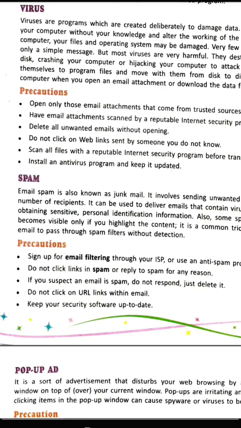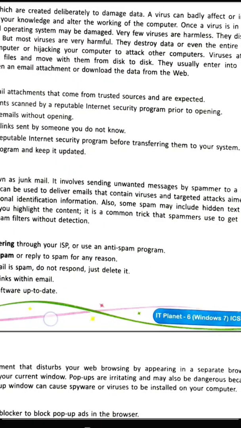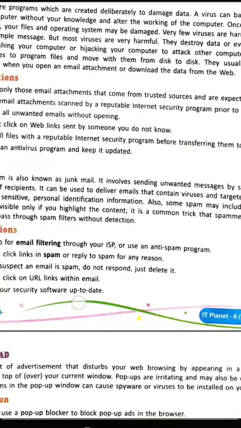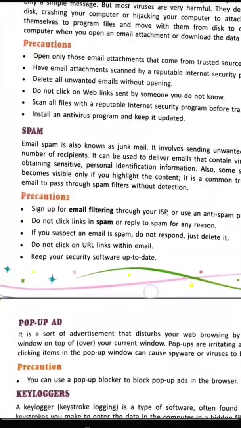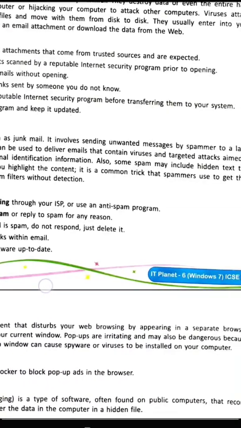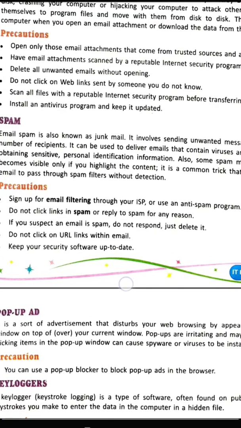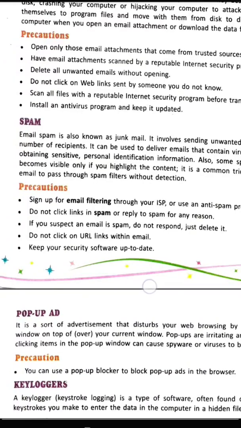Next we have the spam. Spam is also called junk mail. The spam is spread by the spammer to a large number of people or recipients. It can be used to deliver email that contains viruses and targeted attacks aimed at obtaining sensitive personal information. Also some spam may include hidden text that becomes visible only if you highlight the content. It is a common trick that the spammer uses to get their email to pass through spam filters without detection.